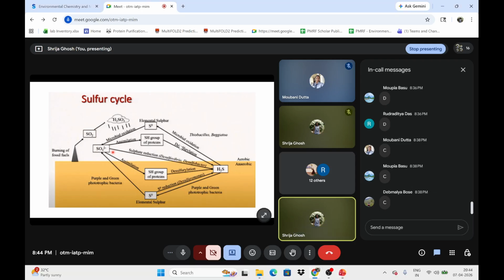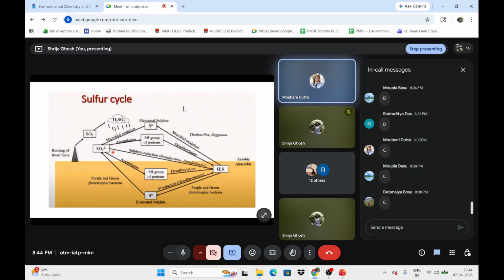Okay, so this is the last question of the session. Anybody has any questions or any doubts? Ma'am, could you please explain the sulfur cycle again in short?